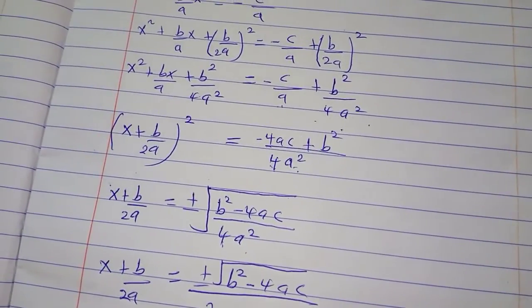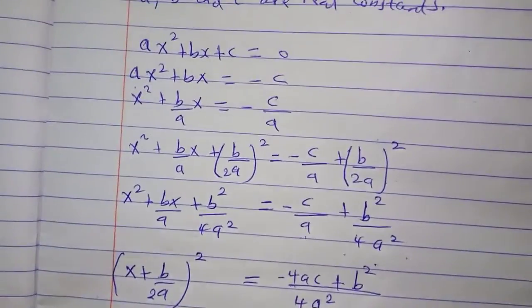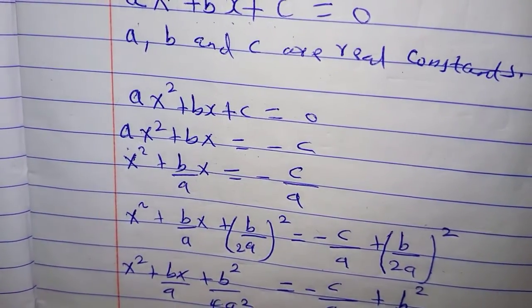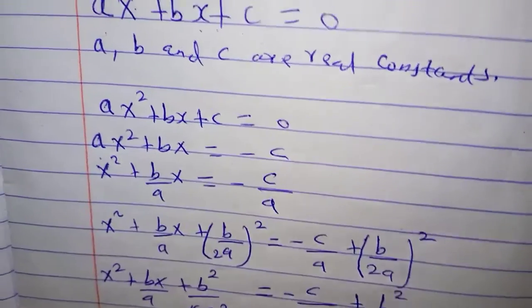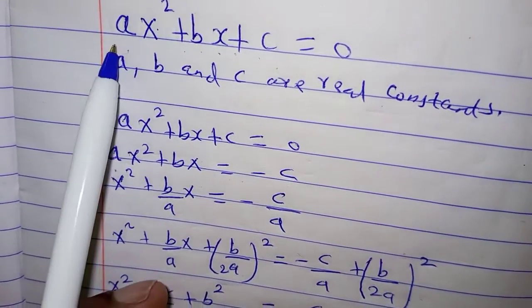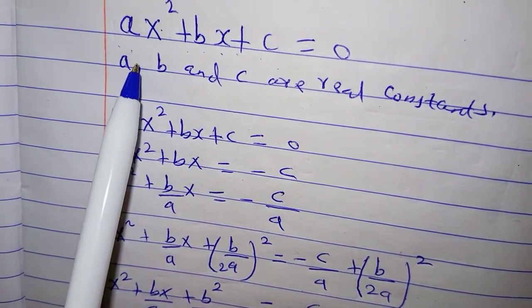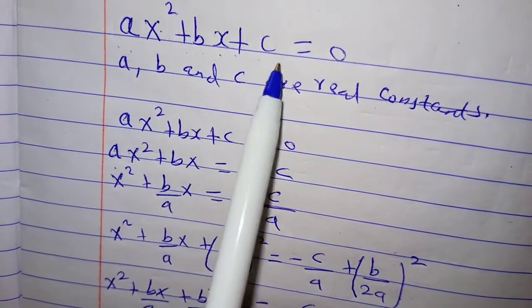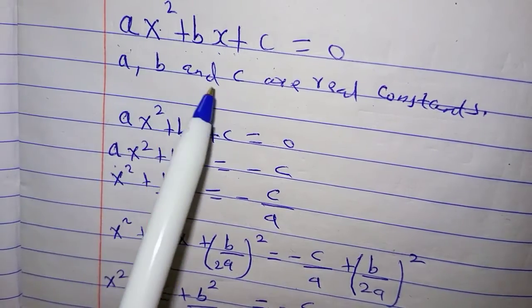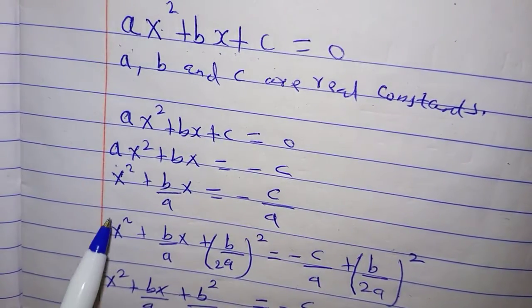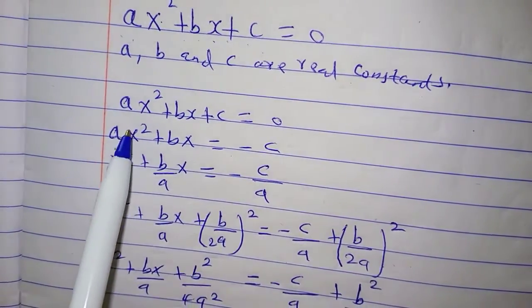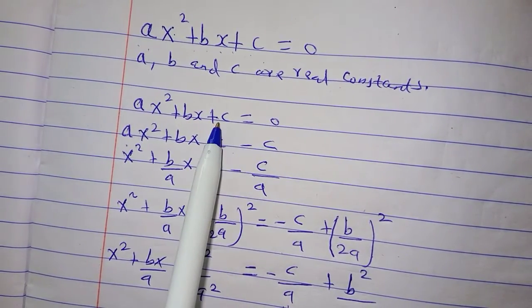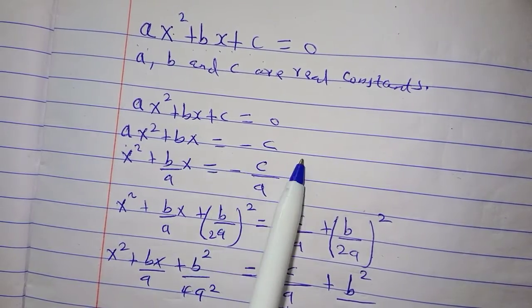Before we finish, let me take you through it once more so that you see how it is derived. So given ax squared plus bx plus c is equal to 0, where a, b, and c are real constants. First of all, we take c to the other side. It is positive here, so when it is taken to the other side, it will become negative.